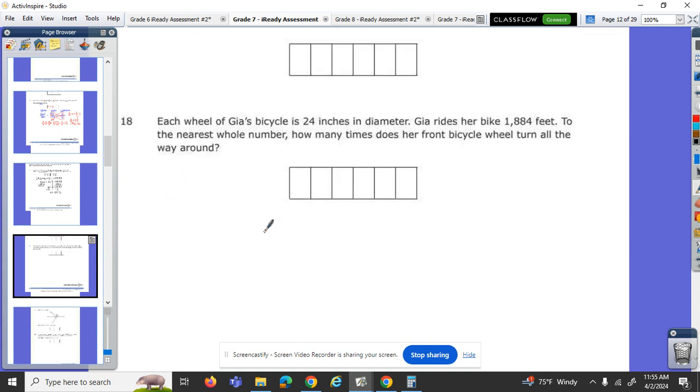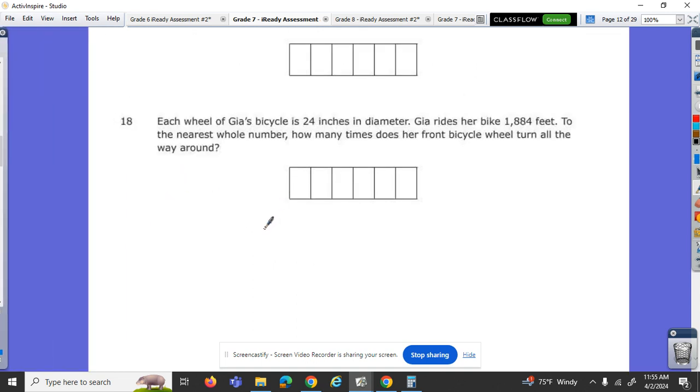Each wheel of Gia's bicycle is 24 inches in diameter. Gia rides her bike 1,884 feet. To the nearest whole number, how many times does her front bicycle wheel turn all the way around? Well, circles are a big part of 7th grade, so we know they're going to throw those at us. Our diameter all the way across is 24, and that's in inches.